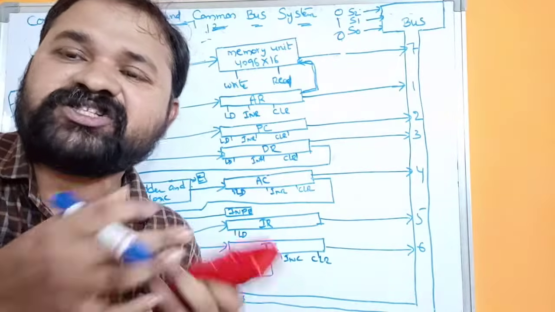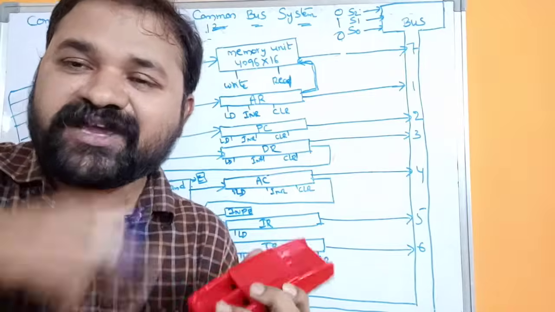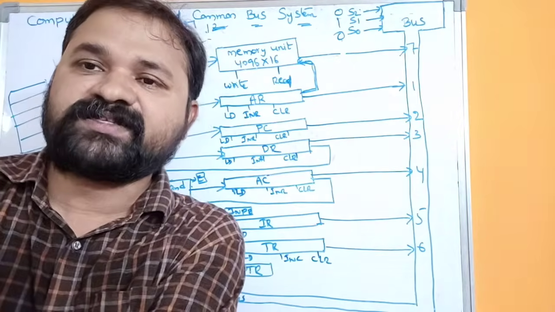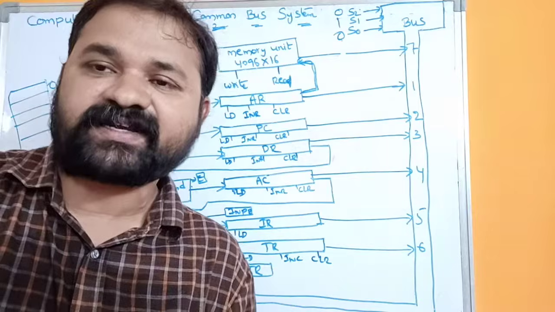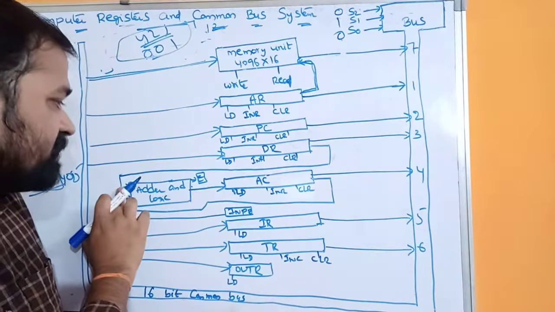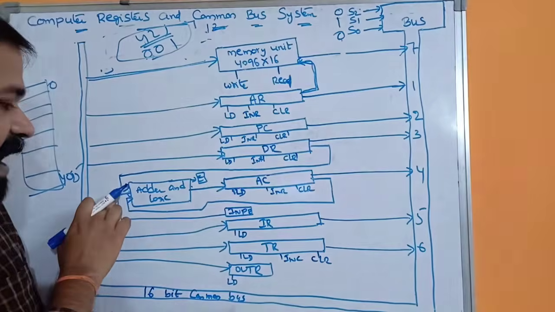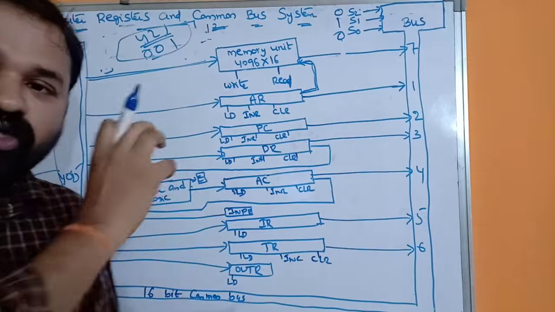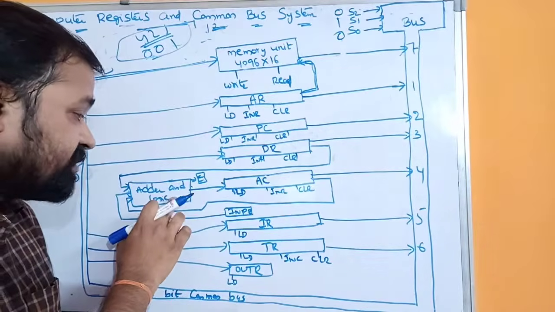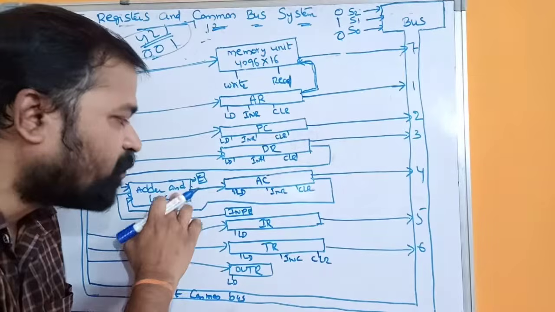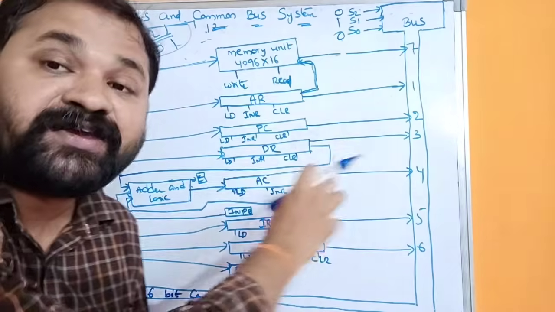We know that the data register contains operands and the accumulator is a general purpose register. Any operation on the processor, any operation on the register will be performed with the help of the accumulator. So this is nothing but an input from the data register and this is nothing but an input from the accumulator. By getting those two inputs, the adder and logic circuit performs the corresponding operation, and after that the corresponding result will be transferred to the accumulator.